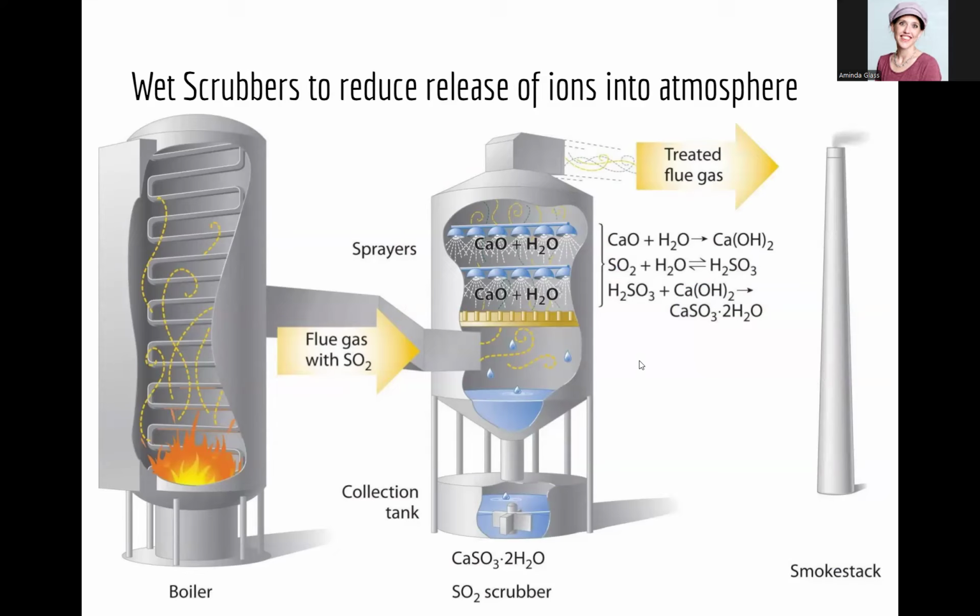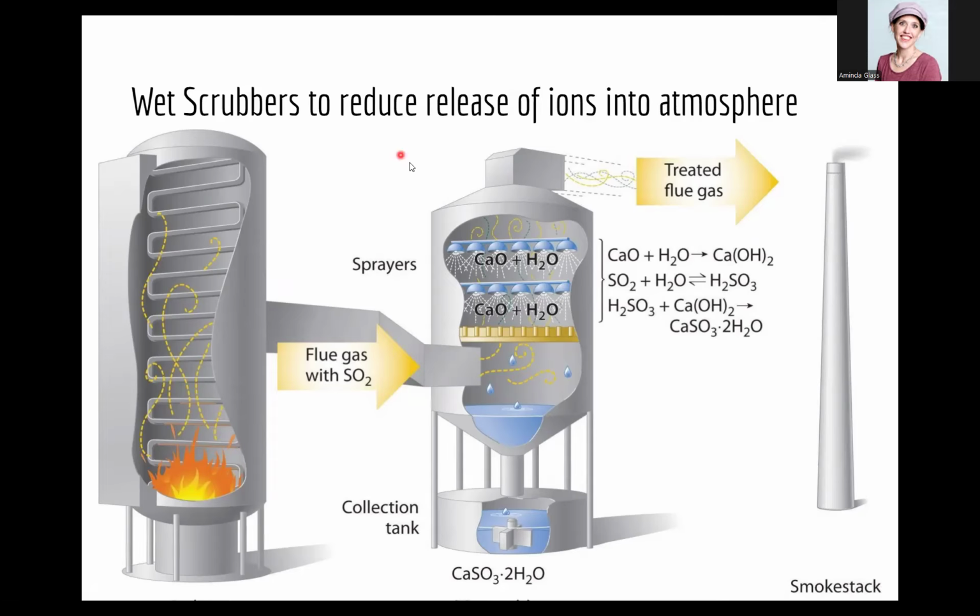To help prevent or reduce the release of ions into the atmosphere, companies will use what's called wet scrubbers. The wet scrubbers will remove some of these ions. It'll prevent these ions from actually being released because it's treating the gas before it exits. It doesn't get all of it, but it gets a lot of it. So it does greatly reduce the amount of emissions.